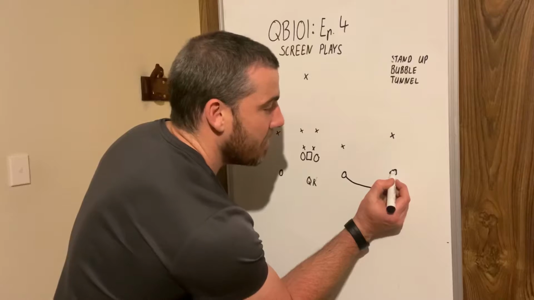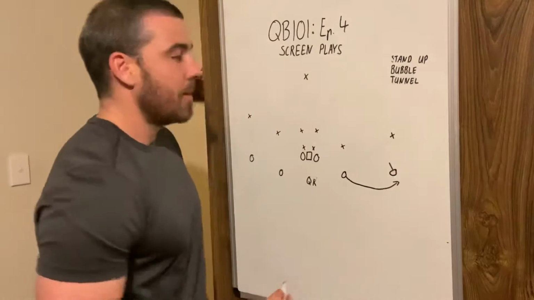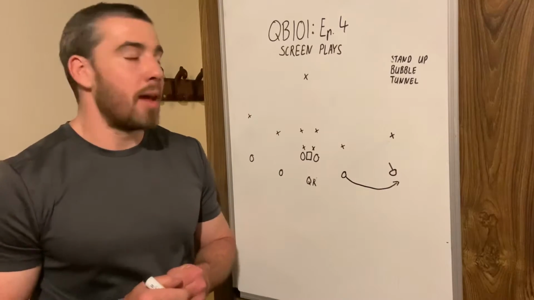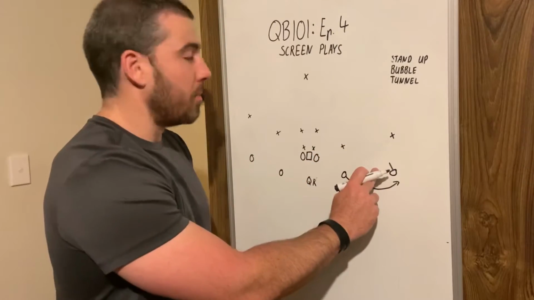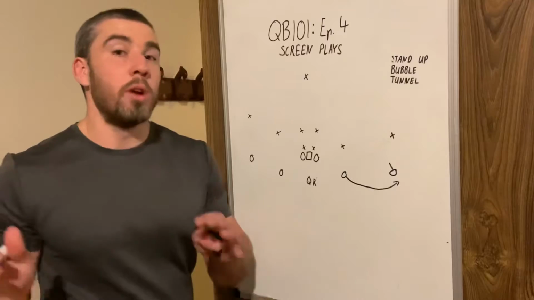Again, this defender, a few steps forward, they need to block the most dangerous man. It might be this outside linebacker flying down to make the play. It might be this corner, we don't know.